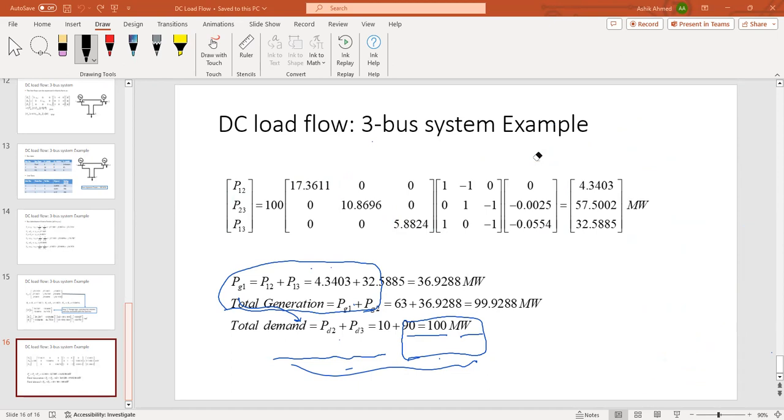So yeah, the network was like this. We had a generator at bus 1, another generator at bus 2. We had a demand here, and this was the 3rd bus with only demand, no generation. So this was bus 1, this was bus 2, this was bus 3.